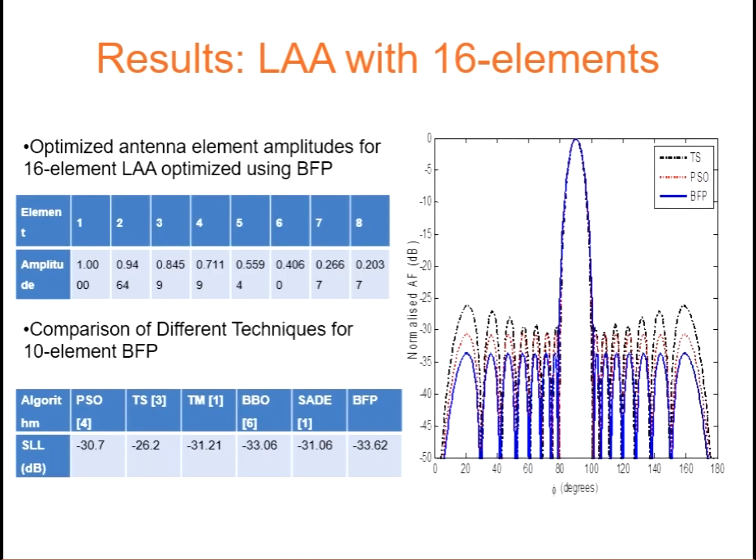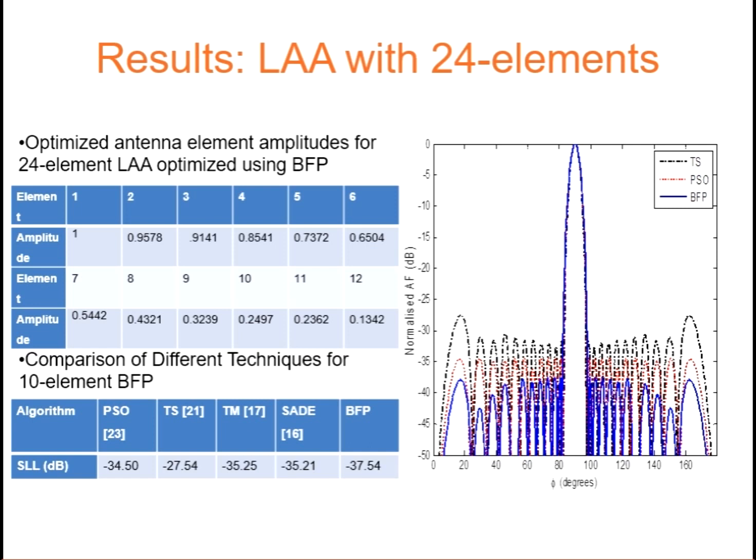When we go towards 16 elements, you can see that there is a huge change between PSO and BFP. Then TS and BFP, and TM and BFP are also there. TS is taboo search, and among BBO there is a comparable result, but still the results are far better than BBO. For the case of 24 elements, you can see that no algorithm is able to match the performance of the BFP algorithm at this point of time, and these are the best results reported till now in the literature.